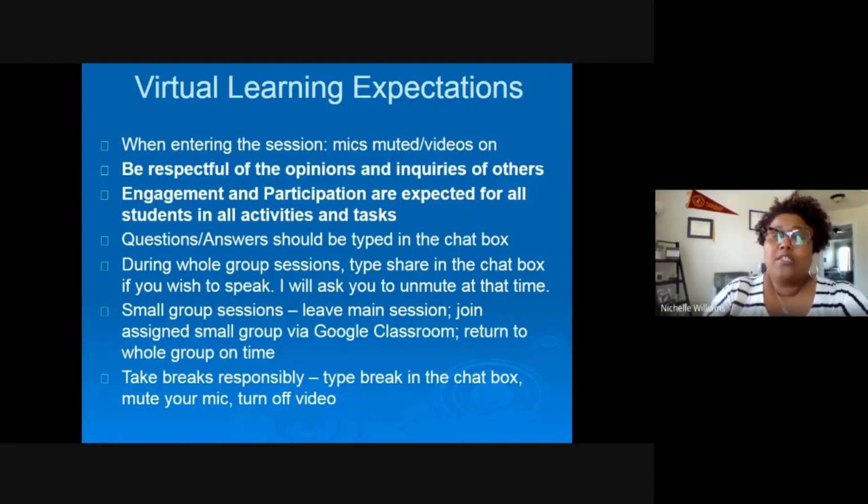So then when we move into our small group sessions, you're going to completely leave the whole group session, but you can always pop back in. You will immediately go to your small group session that has been pre-assigned to you in Google Classroom, and you'll join your small group. Now, if there's an issue, then you can stay back and let me know, but the expectation is that you will go immediately to your small group classroom. And as you know, I pop in and out of those classrooms to check attendance and to see if everyone is participating as they should. So I will be popping in to verify that you are present in your group.